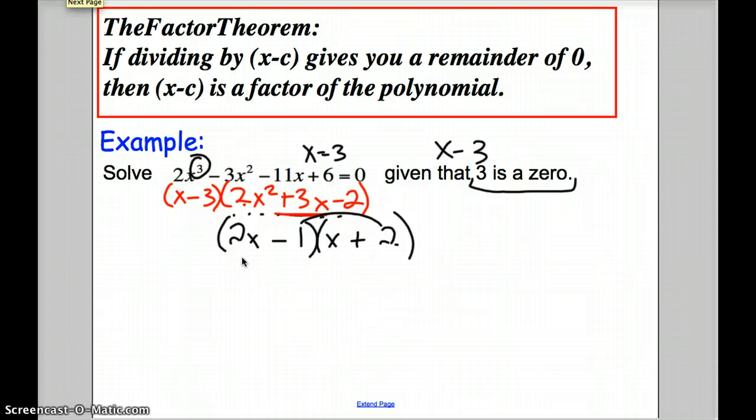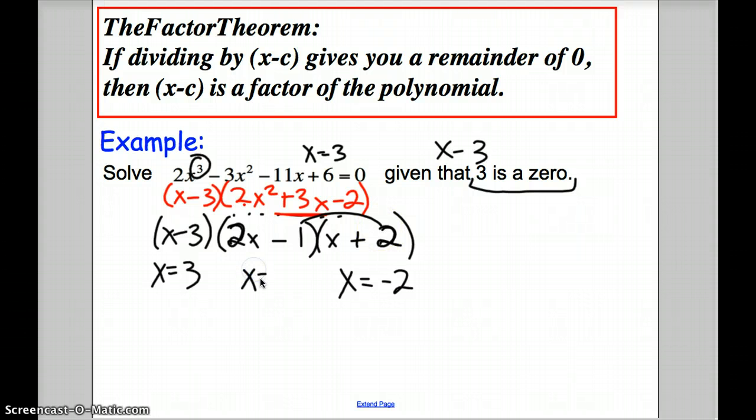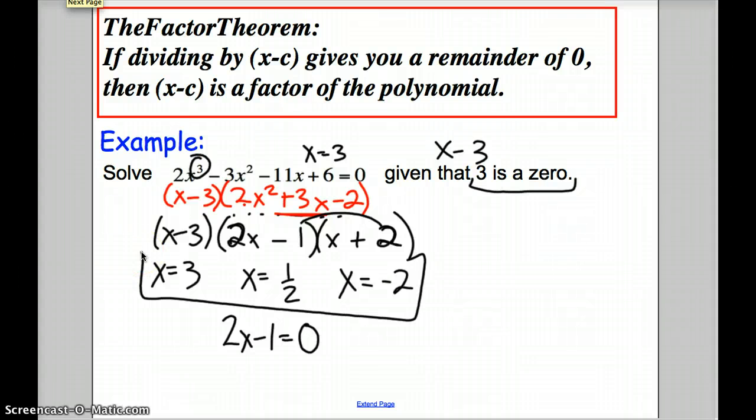Now I'm going to use that to help me find the last 2 zeros. I have x minus 3, which gave me a solution of 3. I have this solution here that's negative 2. And I have the solution here where x is 1/2. If you don't see why, remember we solved the equation when is 2x minus 1 equal to 0, and we solve for x and get 1/2. So I found my 3 solutions by factoring.